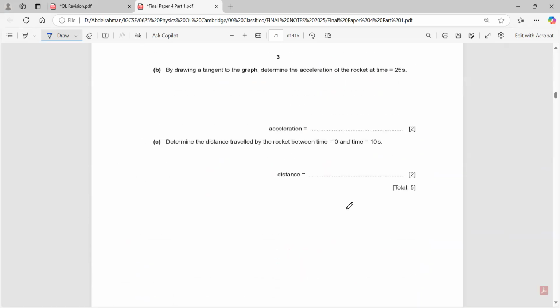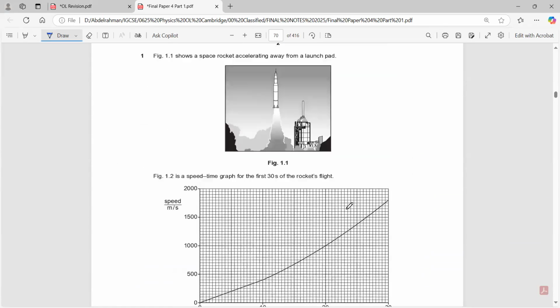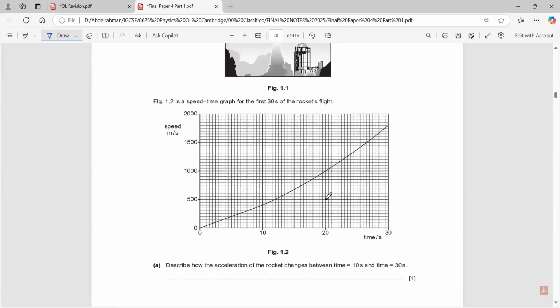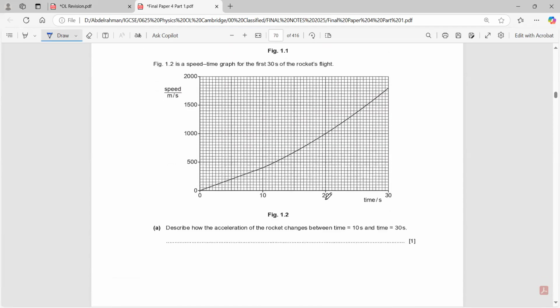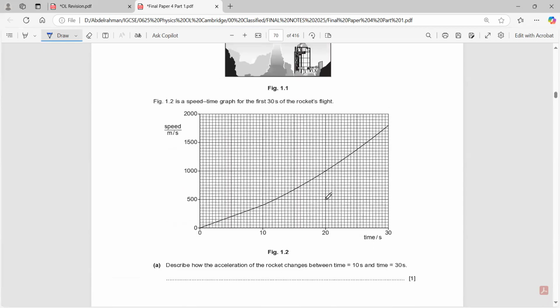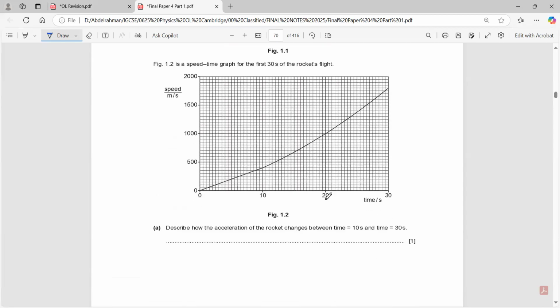Moving on to the previous page, questions 68 and 69 are the same question. Describe how the acceleration of the rocket changes between time 10 and 30. What's happening to the acceleration? Can you say increase? Increasing acceleration, exactly. Well done, it increases.